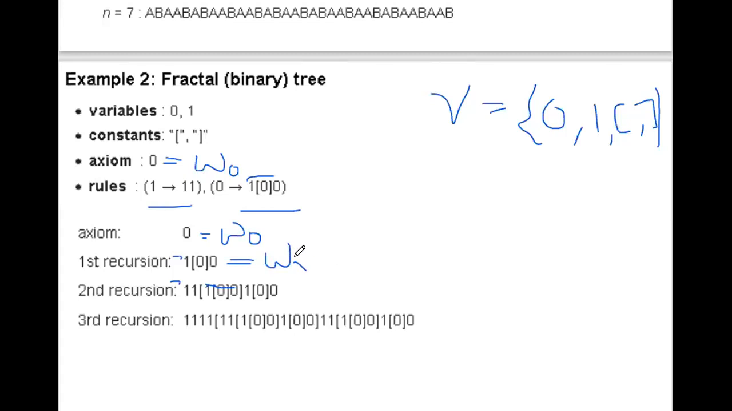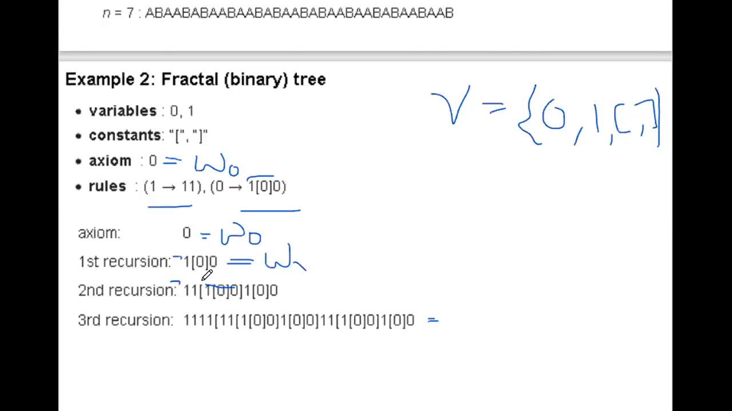If you have the first, you can generate the second. If you have the second, you can generate the third, and so on. Let's read this to generate the second rewrite. One is converted to double one here. Then the open square bracket is not a variable because there are no rules for it. If you have a constant or no rules, just copy it down as it is. So just put the open bracket.